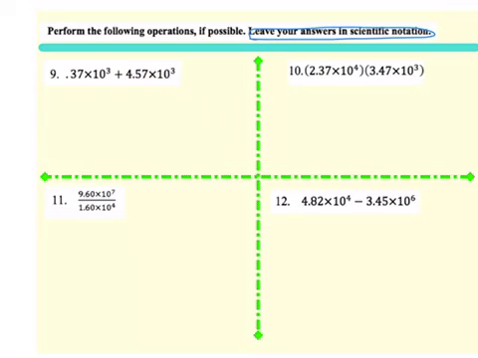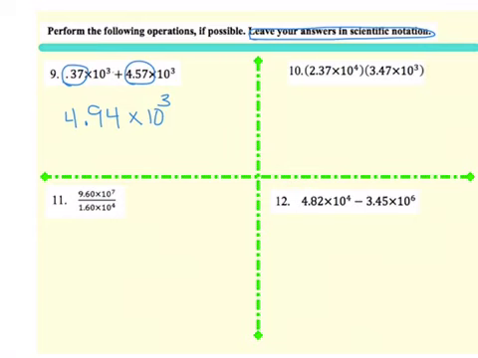So for number 9 here, I'm adding these things. In order to add, our exponents need to be the same. So in this situation, they both have a power of 10. So that's good. We are good to just go ahead and add the coefficients now. So we are going to add the 0.37 and the 4.57. And when I do that, I get 4.94. And remember, when we're adding, the powers are just staying the same.